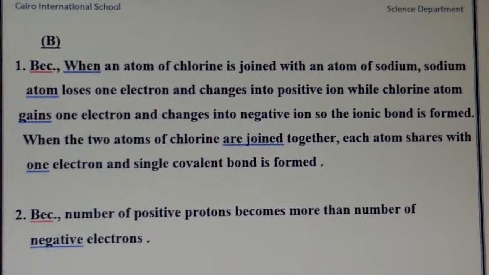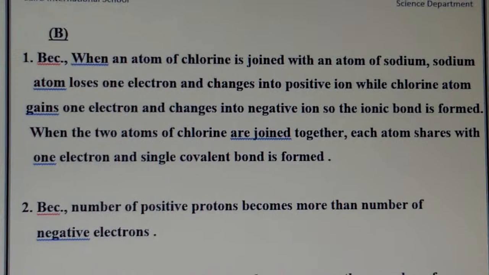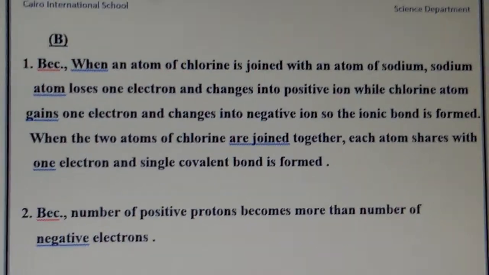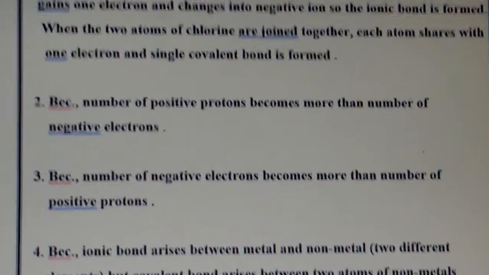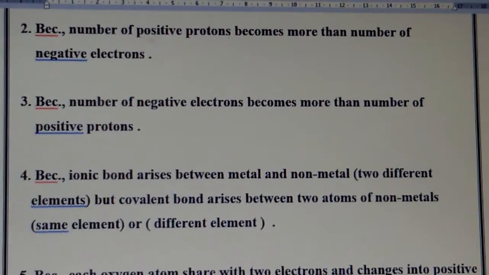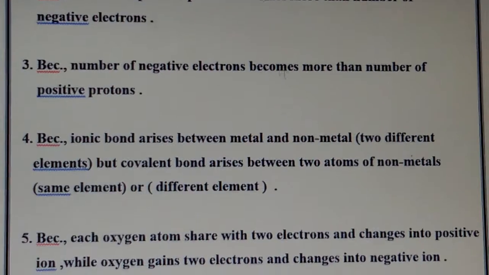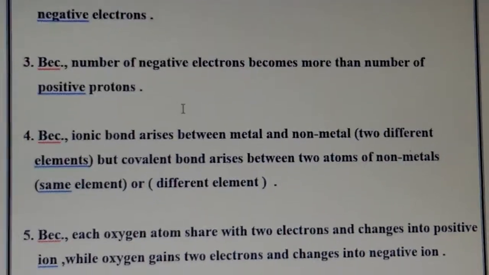bond is formed. Question number 2, when an atom loses an electron or more, it directly becomes a positive ion because the number of positive protons becomes more than the number of negative electrons. Number 3, when an atom gains an electron or more, it becomes a negative ion because the negative electrons become more than the number of positive protons.